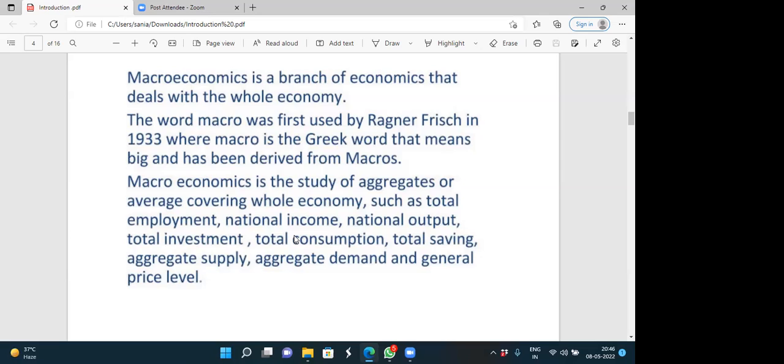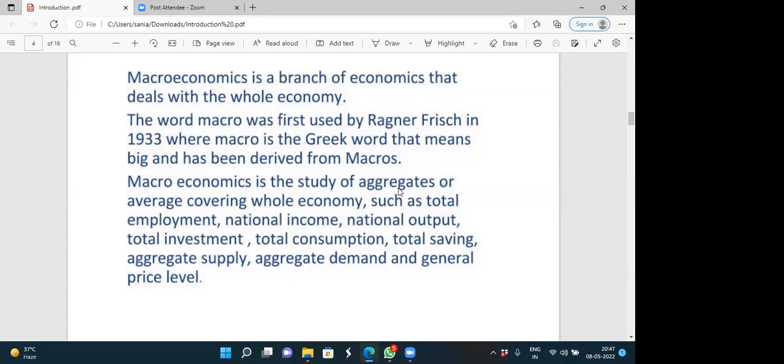You can write like this: in macroeconomics, we study about aggregates. I'm explaining, then I'll give you time to write. This is what you have to mention, that in macroeconomics we study about aggregates. In macroeconomics we don't study a single unit, we always study aggregates. That means sum.